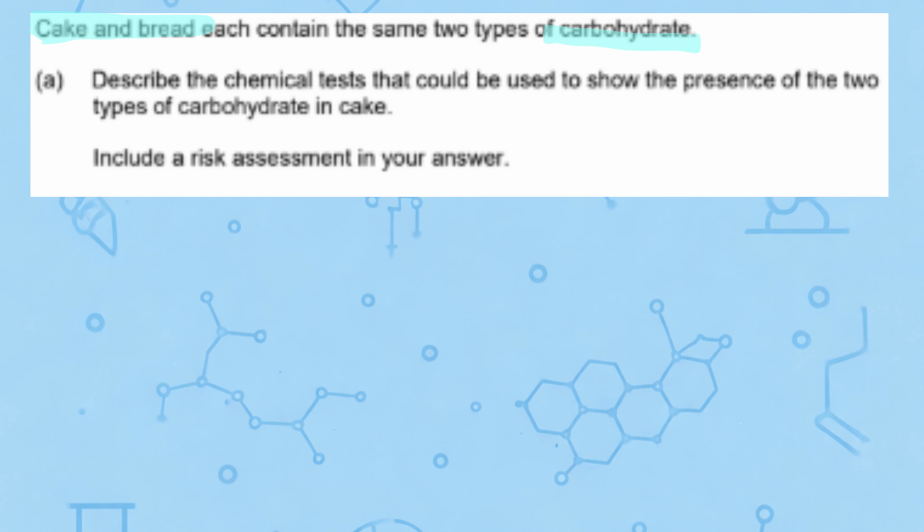You then need to describe, which means to give a logical sequence of something, not to say why something happens. Describe the chemical test. That means you're going to have to describe a method of the test used to show the presence of the 2 types of carbohydrates. Okay. And it also mentions you've got to include a risk assessment.